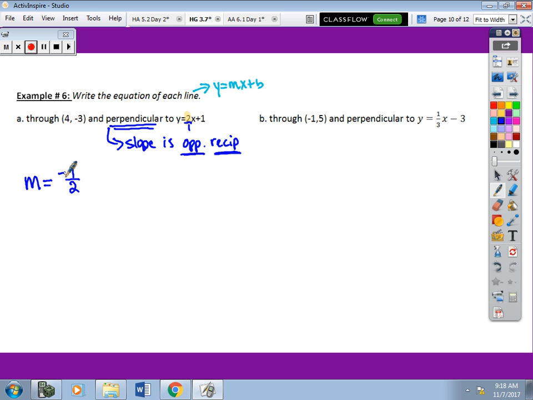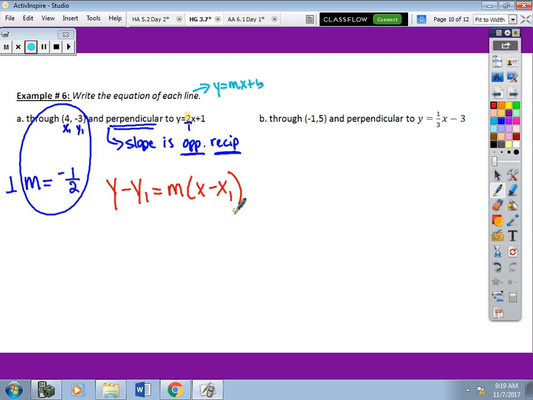Now, we're going to use this slope, which is really our perpendicular slope, along with this point, x1, y1, and plug into point-slope. Even though slope-intercept is the format I want to get to, we don't have enough information because I don't know what b is. So we'll start with y minus y1 equals m times x minus x1, and we'll sub in our values. y minus a -3 equals -1/2 times x minus 4. Minus a negative will become a positive.